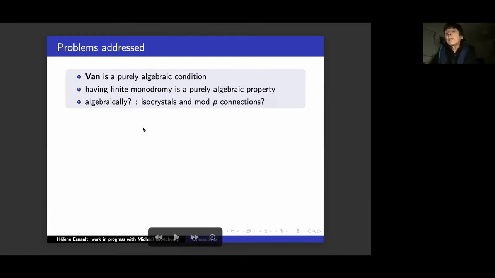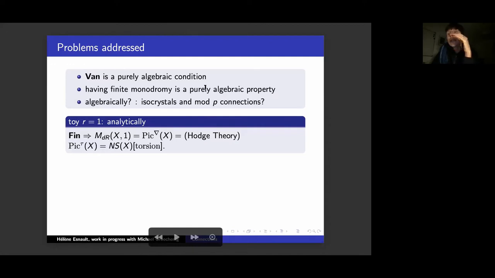So what are the problems we address? Again, this vanishing of the symmetric differential forms is a purely algebraic condition. Having finite monodromy is a purely algebraic condition. So what can we say purely algebraically? If you remember, the proof of the finiteness of the monodromy relies really heavily on highly analytic tools, which are by no means algebraic. So we can pose as a problem to find an analog of the theorem for isocrystals and for mod p connections. So that's the program here.